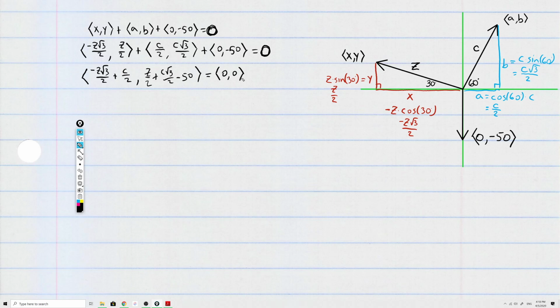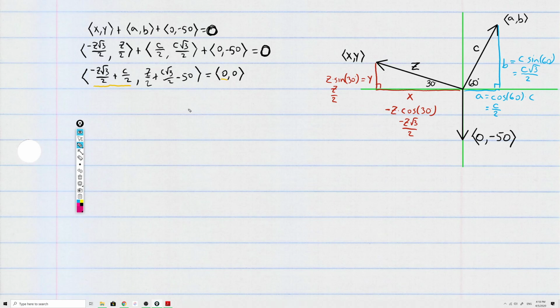Now, as complicated as this looks, this is really connected to something that you learned in Algebra 1. There are two equations here. Let me switch colors and I'll highlight it for you. The first component of this vector equals the first component of this vector. So you have negative z root 3 over 2 plus c over 2 equals 0. That's just an equation with two variables in it. The variables are z and c.